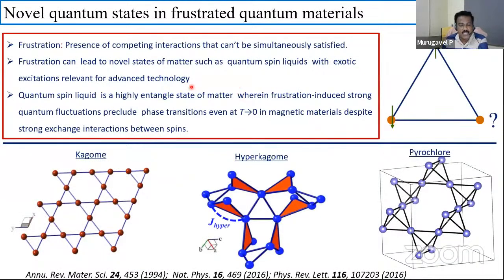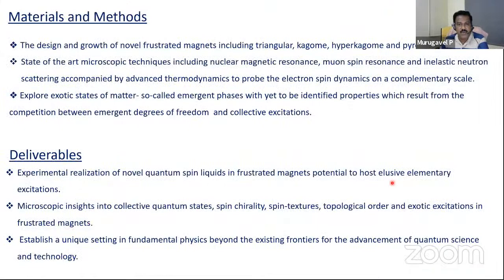And Dr. Panchanan Khuntia, as I mentioned, is working on novel quantum materials. As you know, geometrically frustrated magnetic structures could lead to spin liquids, right? So he is planning to explore this spin liquid phenomena in different geometrically frustrated structures like Kagome lattices, hyperkagome lattices, and pyrochlore structures. After making these novel quantum structures, you will be characterizing them using different novel techniques like NMR, muon spin resonance, and inelastic neutron scattering. Some of the deliverables are highlighted here.